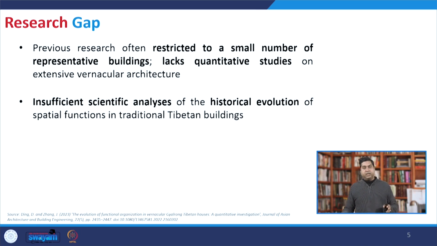So the authors have done exactly the same by stating all those things, that previous research was often restricted to a small number of representative buildings. Whenever you conclude something, that all the buildings are the same, or all the buildings have some sort of function, whether the statement is based on an experiment or study with 100 buildings, or 1000 buildings, or 5000 buildings, the result may vary.